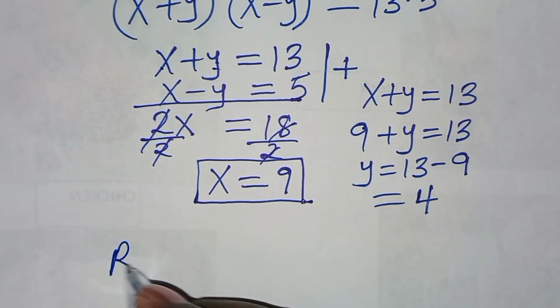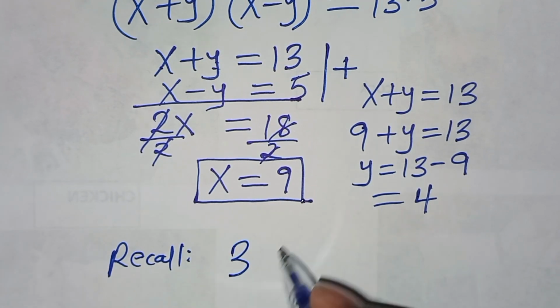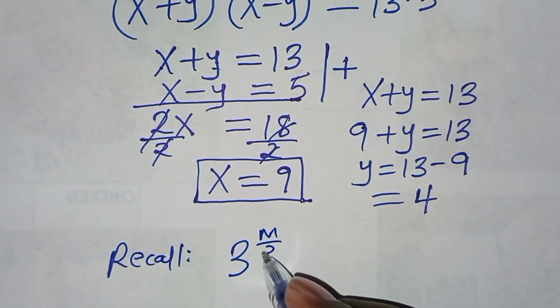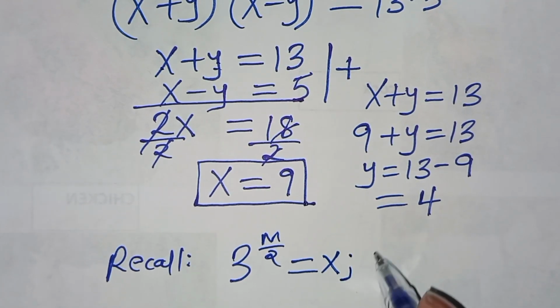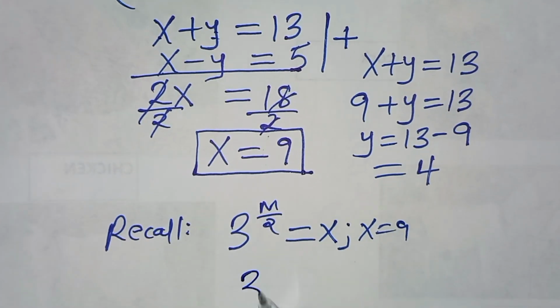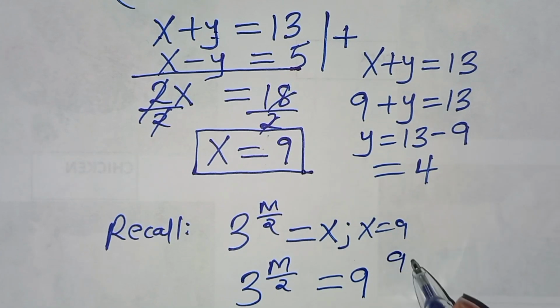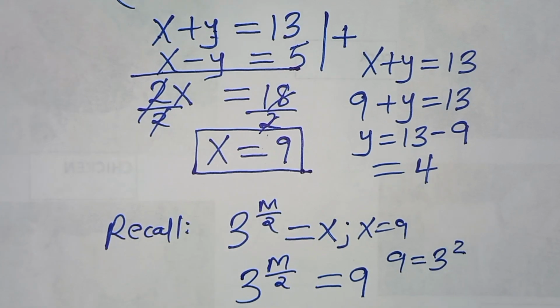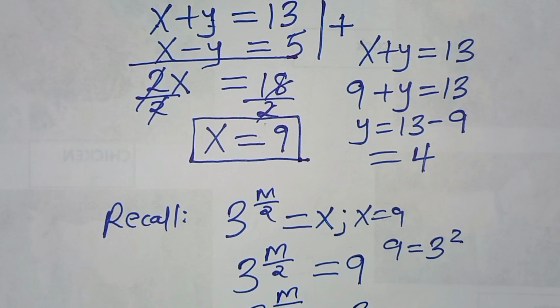Now, if you recall, we had that 3 to power m over 2, this is equal to x. In this case, x is equal to 9. Let's substitute here. So you'll have 3 raised to power m over 2. This is equal to 9. We can express 9 as 3 to power 2. So let's substitute this. So here you'll have 3 to power m over 2. This is equal to 3 to power 2.